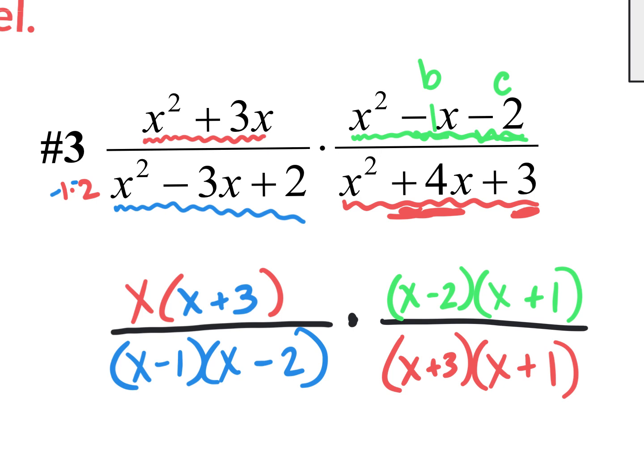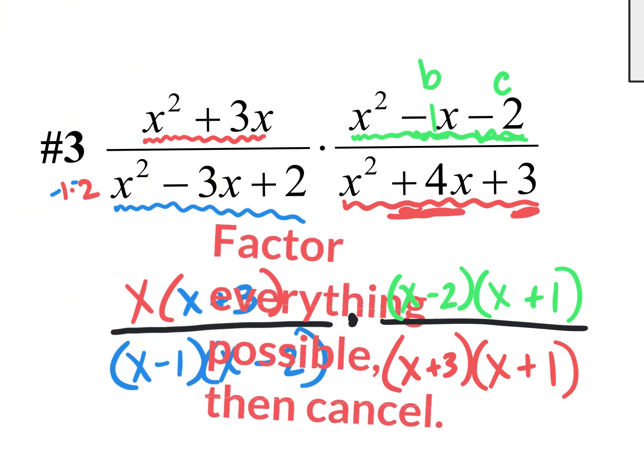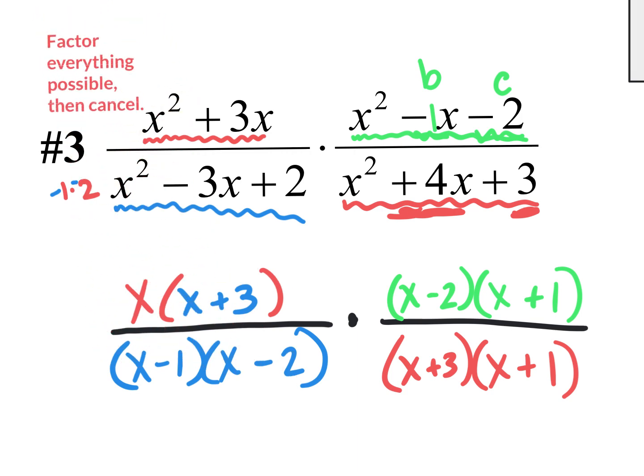Now I have finally factored everything, right? And that's what we do. We factor everything possible and then cancel. We have factored everything possible. Now we truly have pure multiplication. Now let's cancel our little hearts out, right?